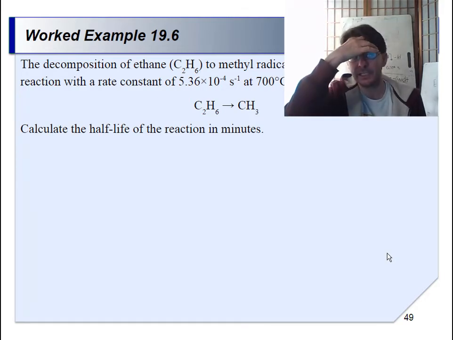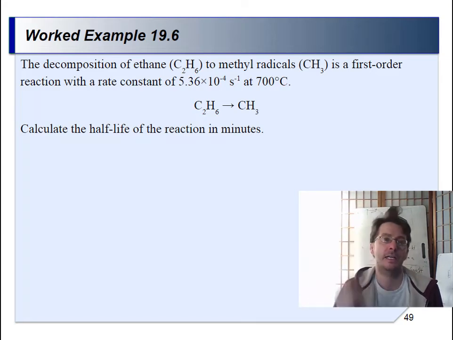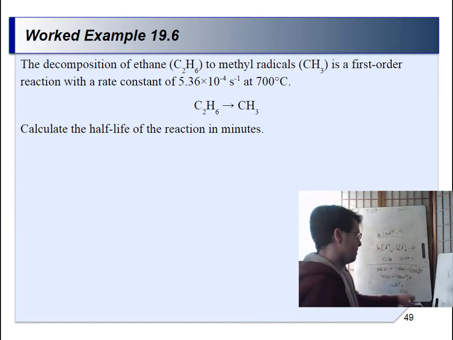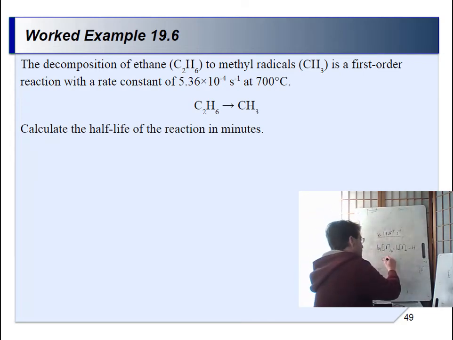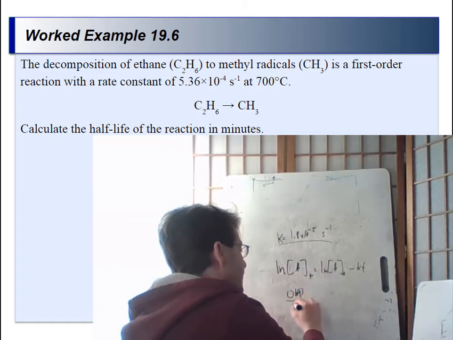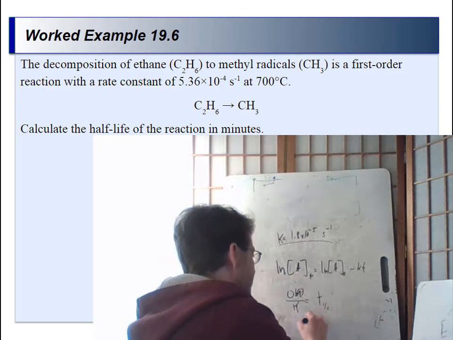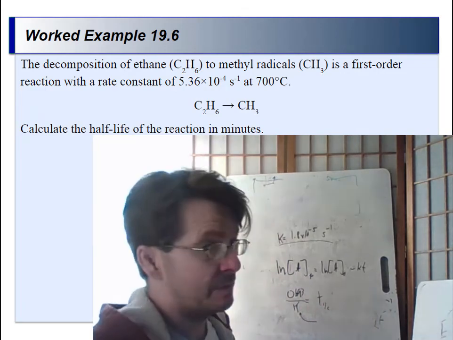So here's a very simple reaction. The decomposition of ethane is first order. They give you the rate constant k, and ask you to calculate the half-life in minutes. Now, you could use the long equation here, but we're going to use the short one. 0.693 over k is equal to t1/2. Whatever the units of k are, this will be t1/2. So we'll look at the units of k. The units of k are inverse seconds, so whatever time we get out will be in seconds.